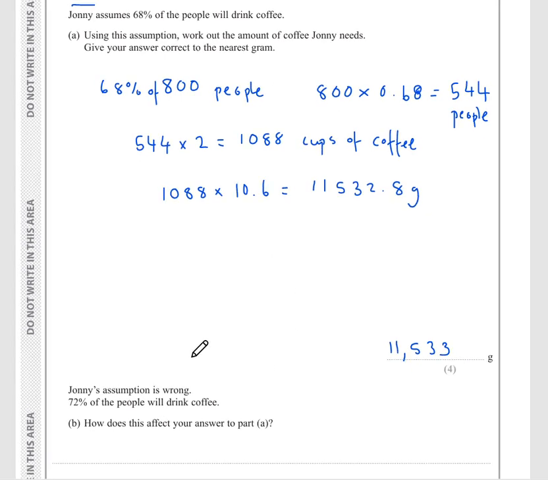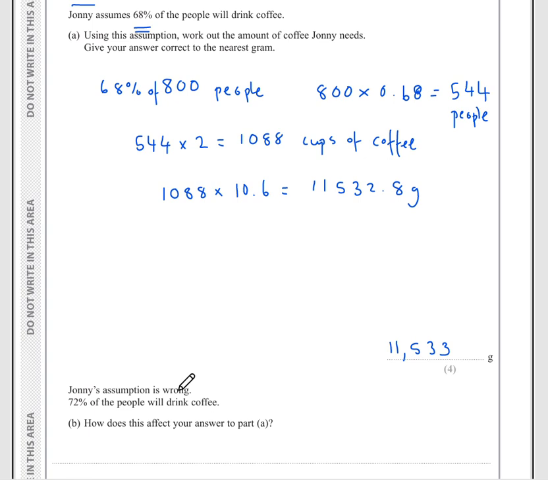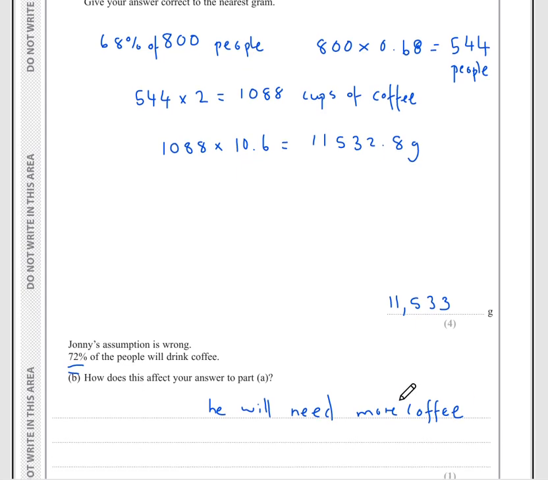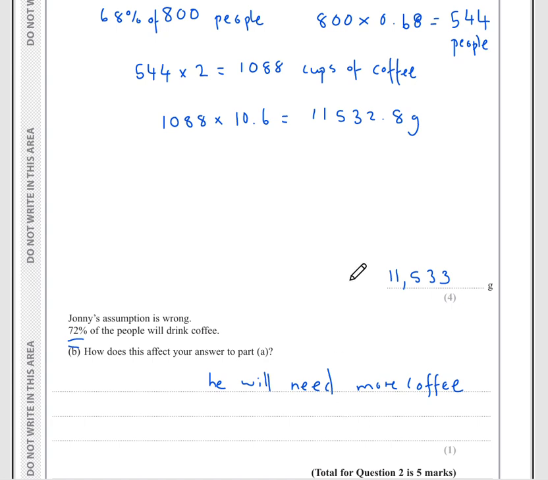Johnny's assumption is wrong. 72% of the people will drink coffee. So Johnny assumed originally that 68% of people will drink coffee. So how does that affect our answer? We're going to have more people drinking coffee. He will need more coffee. This one is just a 1-mark question, so we don't need to do any further calculations.